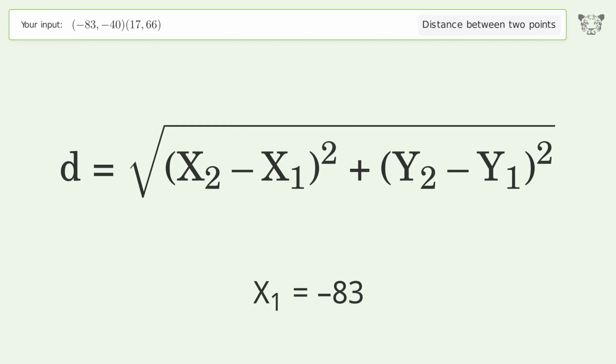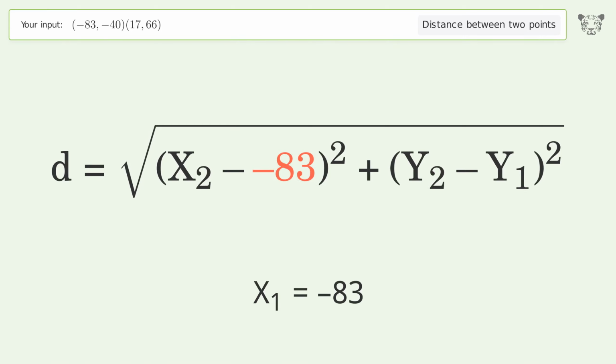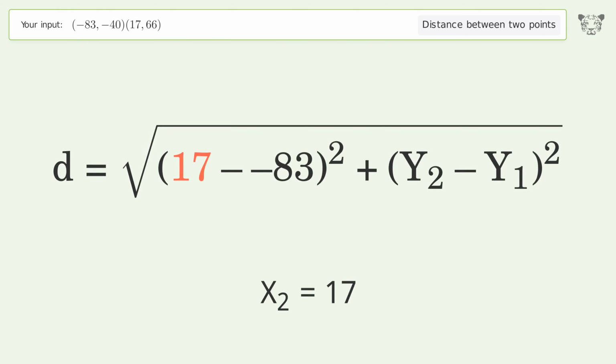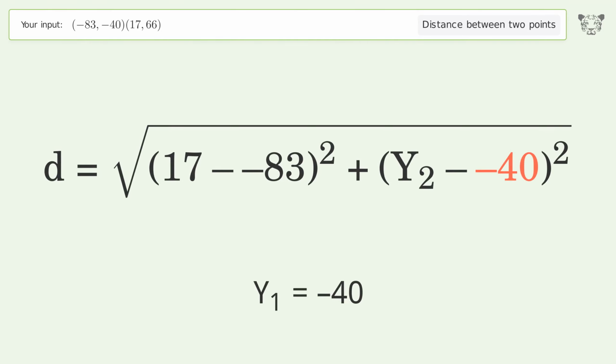x1 equals -83. x2 equals 17. y1 equals -40. y2 equals 66.